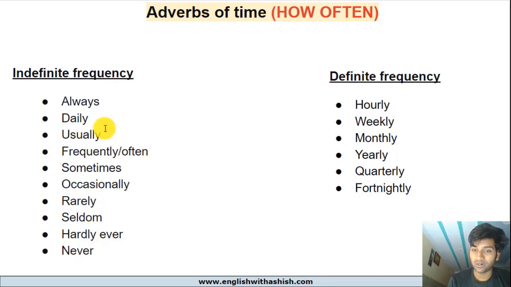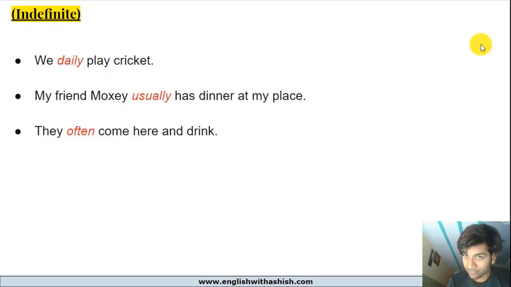Indefinite adverbs of frequency. Definite frequency: hourly, every hour; weekly, every week; monthly, once in a month; yearly, every year, once in a year; quarterly, in every 3 months; fortnightly, in every 15 days. All right, let's take some examples of both indefinite and definite adverbs of frequency. And we'll start with indefinite adverbs of frequency.